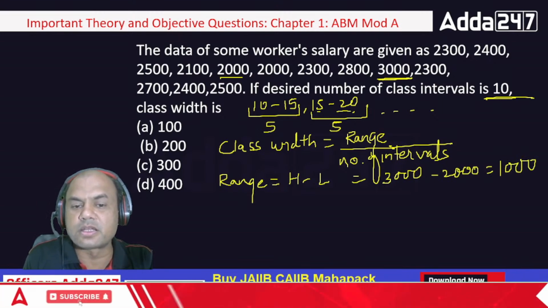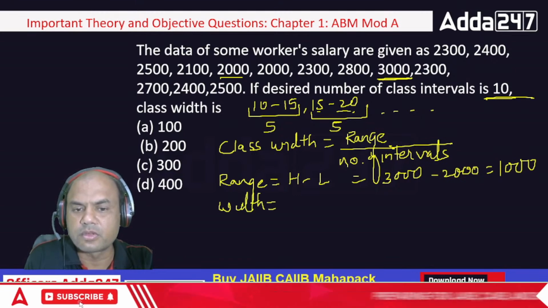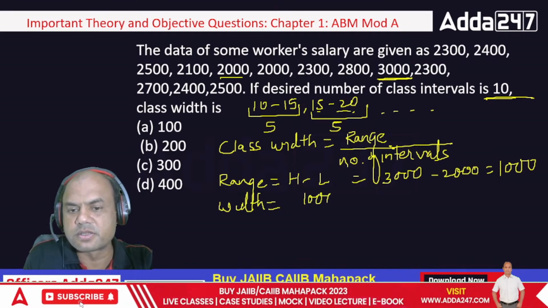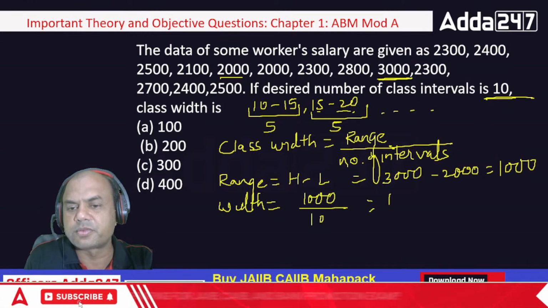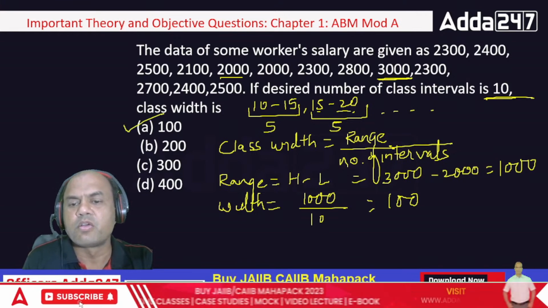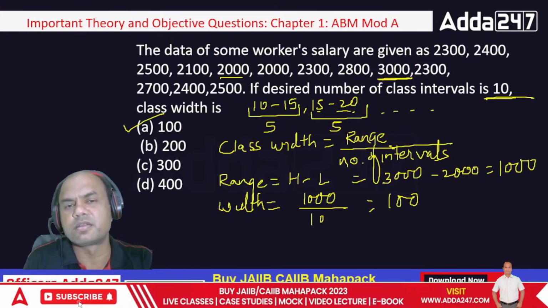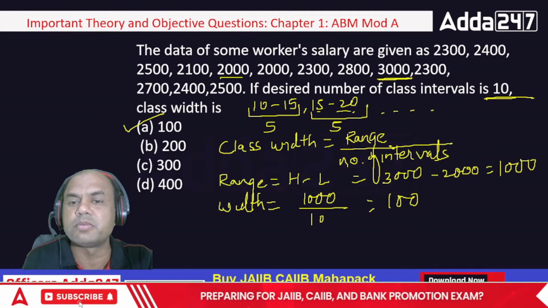So, what is my width now? Width equals range divided by number of intervals: 1000 divided by 10. So, it becomes 100. What do you mean by this width as 100? Actually, you have found out the range. Okay, done. What do you mean by this?